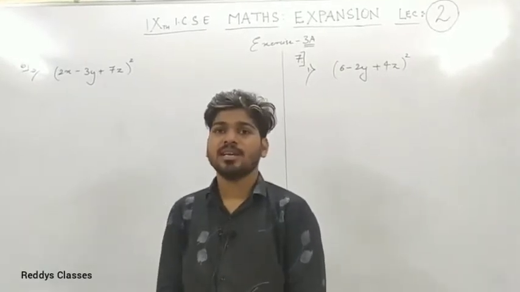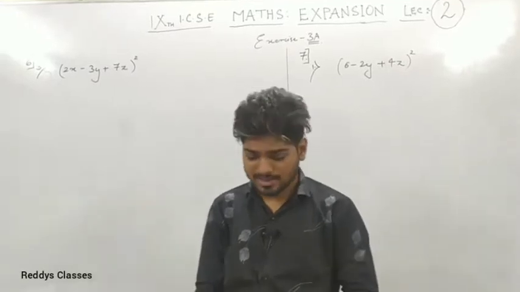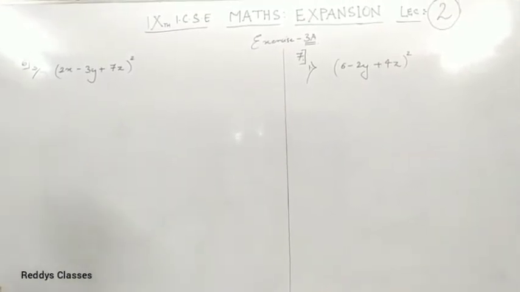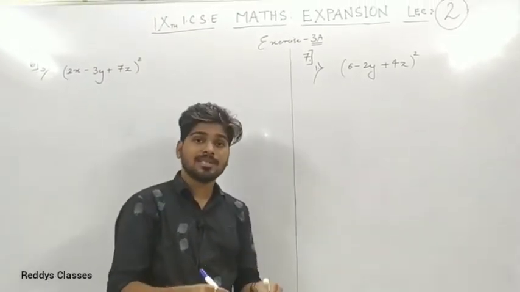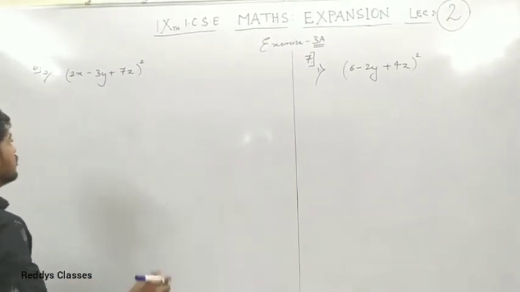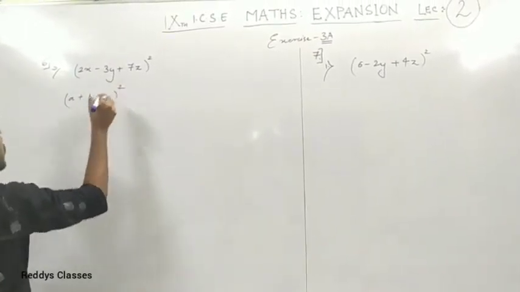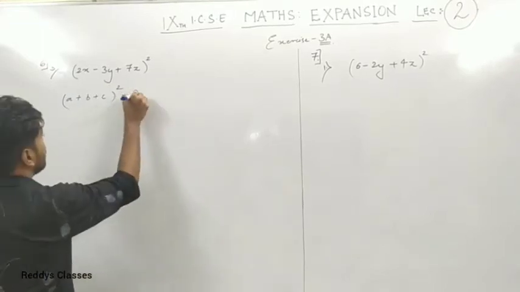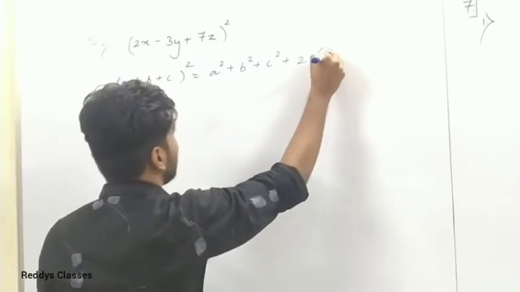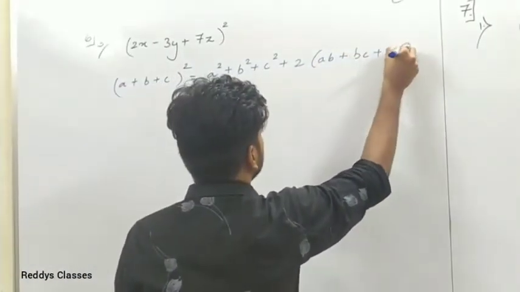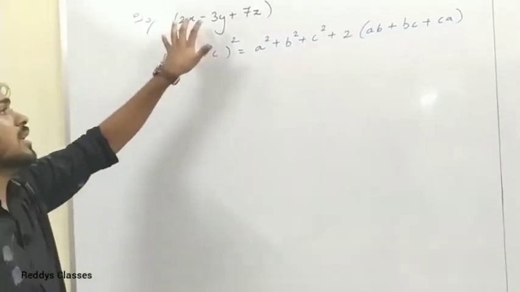As we were studying 9th standard ICSE exercise 3A, expansion chapter, let us continue the chapter now. We have one question here. In the previous session, in the same exercise, we talked about the formula for (a + b + c) the whole square. We studied the formula. What was the formula? a square plus b square plus c square plus 2(ab + bc + ca). This is the exact formula. We will be applying this formula for the questions.